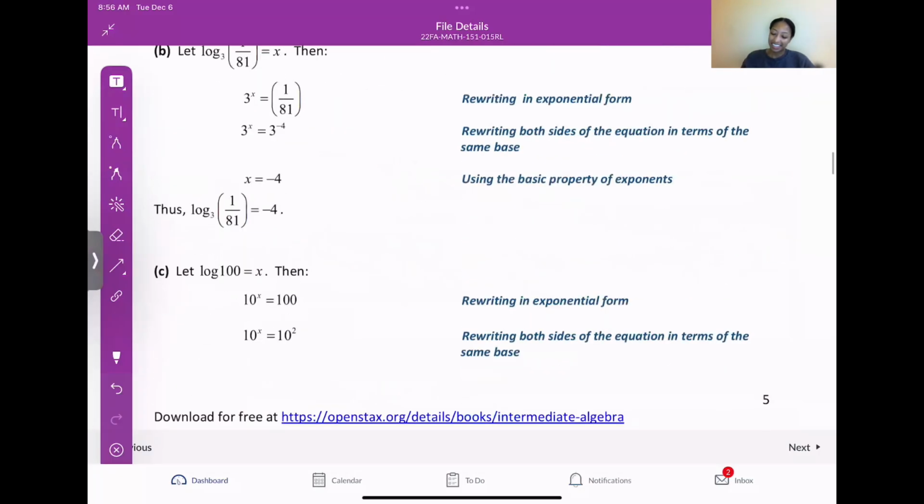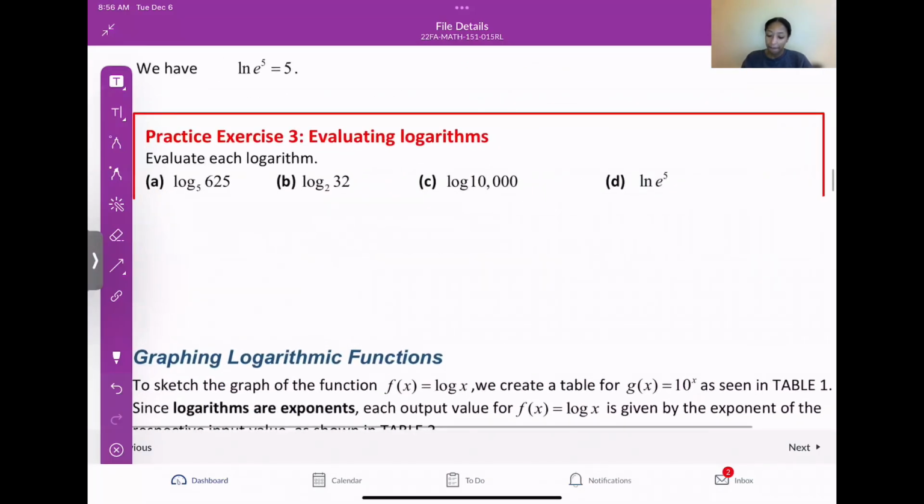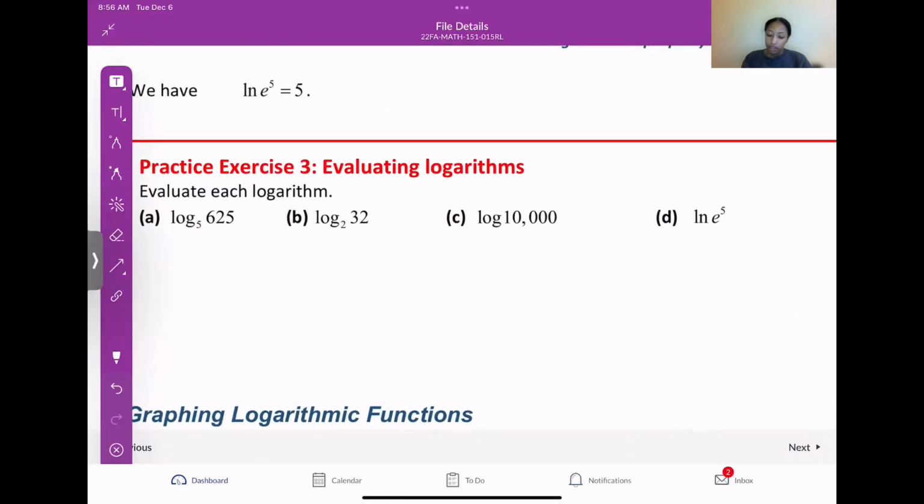So ln of e to the 5th power is just 5. It's a nice little property of logarithms there, actually. So for the next example, or group of practice exercises, I should say, you want to try to rewrite each of these in exponential form, and then from the exponential form, that'll help you solve or evaluate the logarithm.